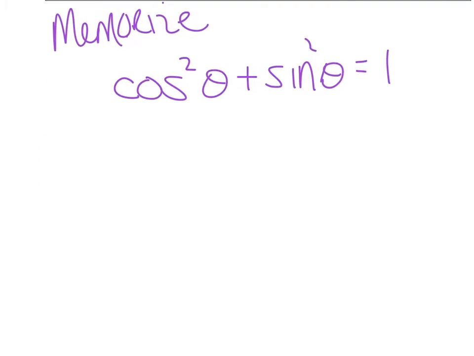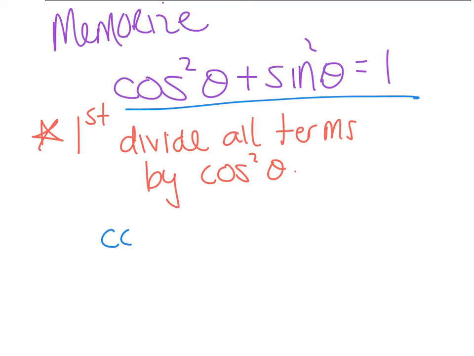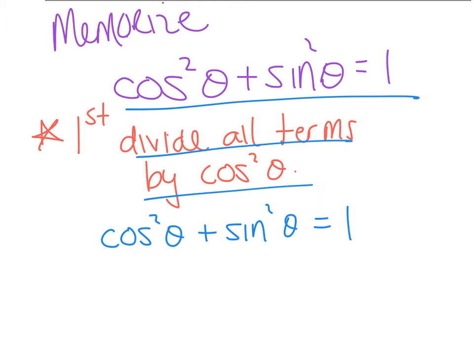So here's how you do it. In your notes, let's star this. You're first going to divide all terms by cosine squared. And if you write it out, it's really not that hard. You don't have to memorize it, just write it out. So I'm going to take the main Pythagorean identity, cosine squared theta plus sine squared theta equals 1. And the rule says divide all the terms by cosine squared theta. So put each term divided by cosine squared theta. Okay, and this is how you're going to show it on the test next week.